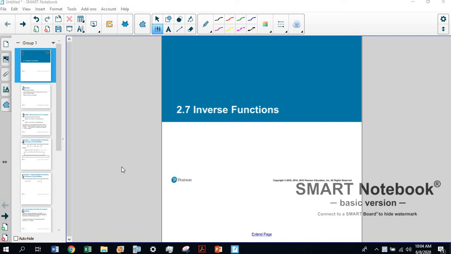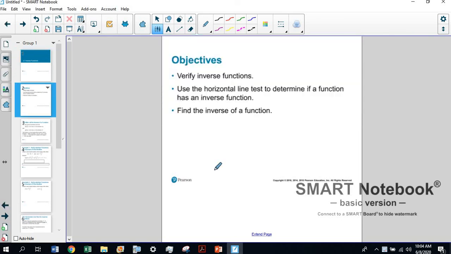This is the last section in chapter 2, section 2.7 that we cover anyway, inverse functions. And we're going to talk a little bit about what it means to be an inverse function. Not all functions have inverses, so how do we know when to look for them and how do we find them if they do have them? All right, so we're going to first talk about the concept of an inverse function, and then look at some graphs, and then get into the algebra of it.